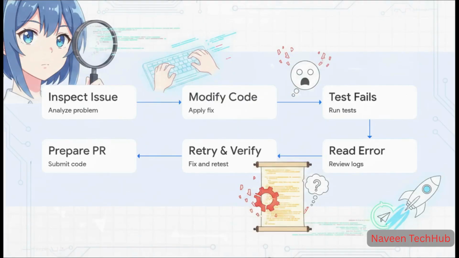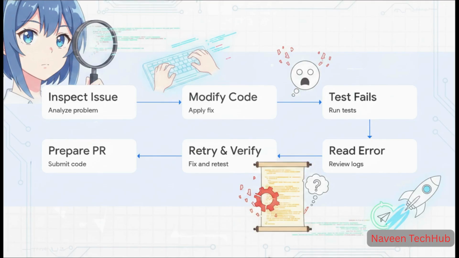Let's see this workflow in action. The agent inspects the issue, modifies the code, and runs a test. When the test fails, it doesn't just give up. It observes the specific error log, reasons about what went wrong, retries the fix, and verifies it again. It repeats this cycle entirely on its own until the pull request is perfectly ready. It is a complete plan, act, observe, verify cycle.